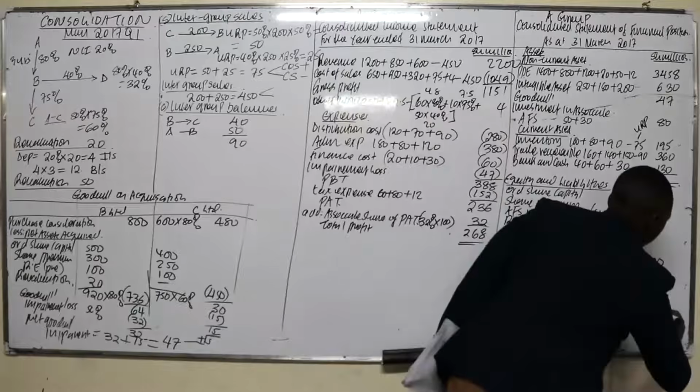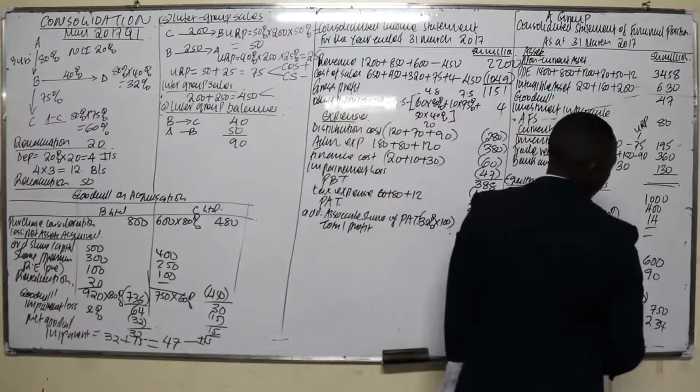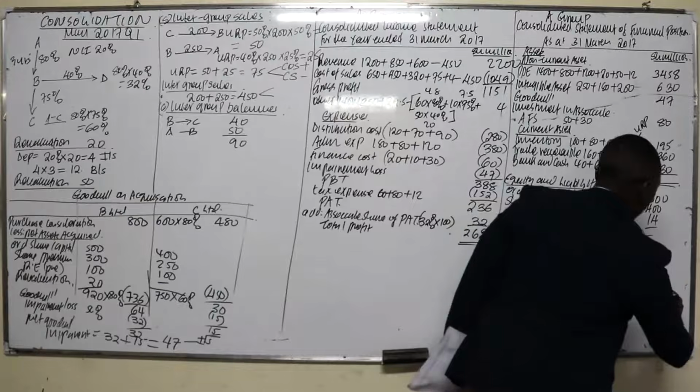That's 750. Trade payable is how much? Sorry? 875.